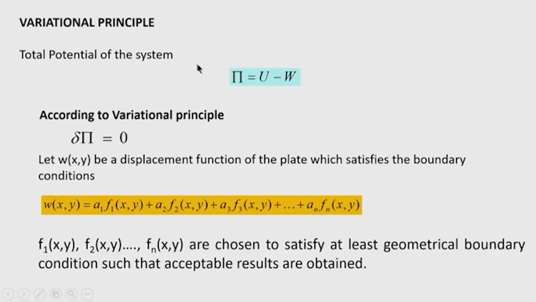So, Rayleigh-Ritz method has its origin on the variational principle, that you are seeing in this equation, that is Π equal to U minus W, which is a very important equation, and that capital Π is the total potential. And what is this total potential? U minus W. U is the potential, the strain energy of the plate in bending, and W is the work done by the forces.